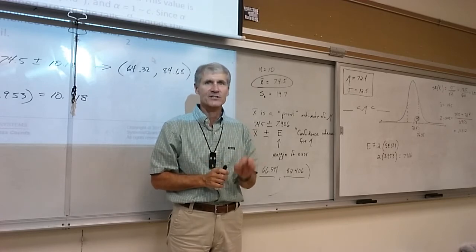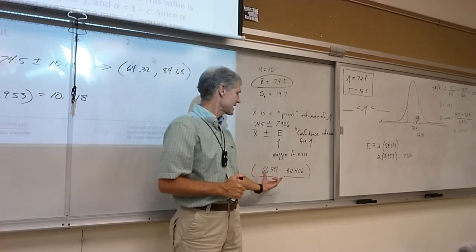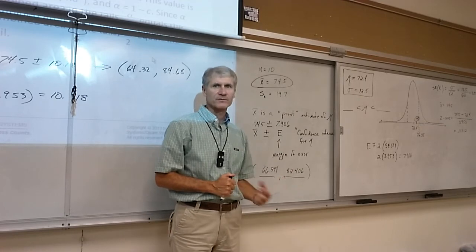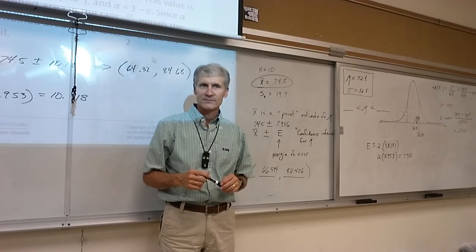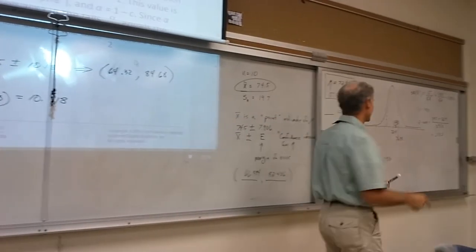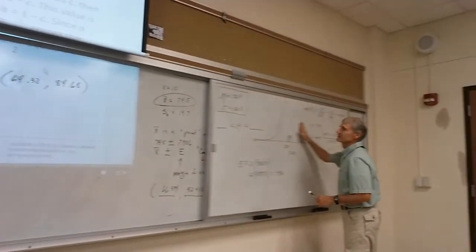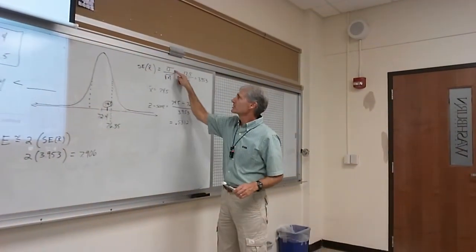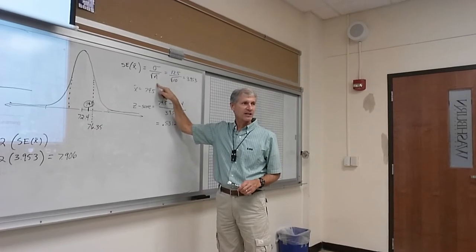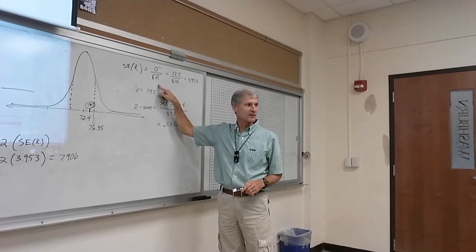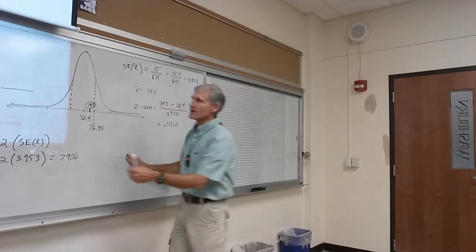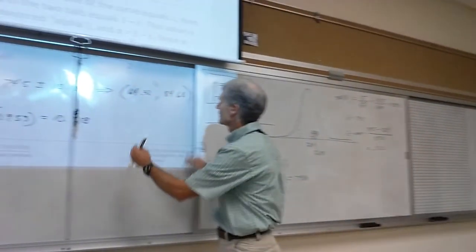If I increase the sample size, how does that decrease the width of the confidence interval? It decreases your standard error. Look at the standard error function. Sigma over the square root of n. If n gets bigger, standard error gets smaller. So the confidence interval will shrink.